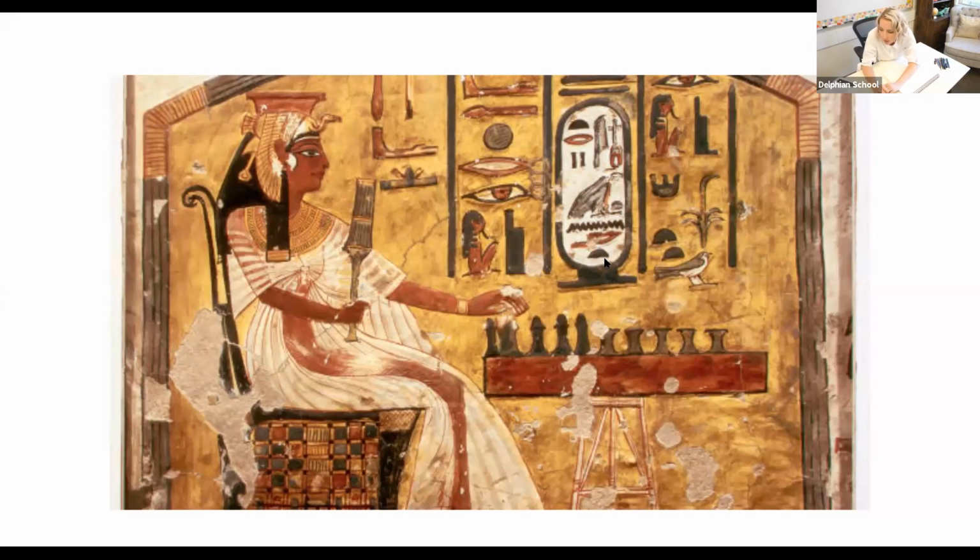And how did they know who the next pharaoh would be? Well, it's similar to kind of how kings and queens work today. When a pharaoh died, their child was the one who took over. Whether their child was a daughter or a son, that would be the next pharaoh.